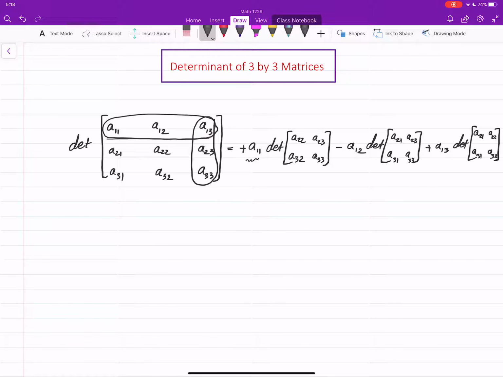So now that you have three 2 by 2 matrices, you can compute the determinant of each one, and the number you get out of this computation is the determinant of that original 3 by 3 matrix. At the end, we're going to get a number. That's very important. Okay, let's do some examples for this.